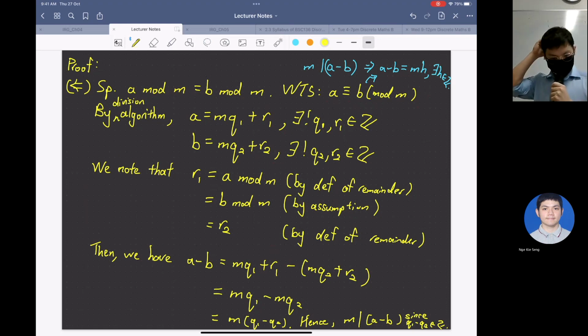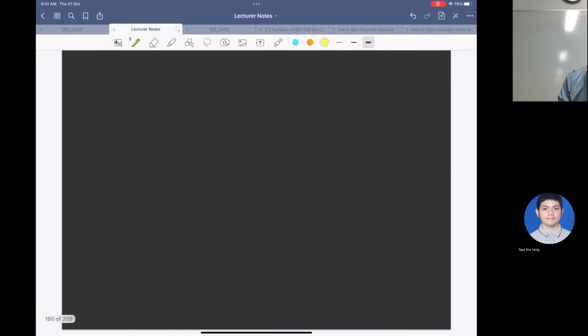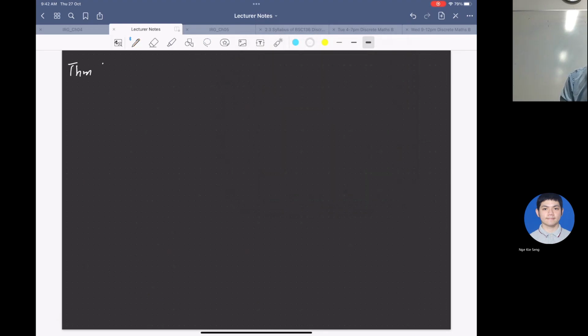Next, we check the remainder. If you want to check whether something is congruent, you can check the remainder. And then the next one is, let's say they are congruent to each other again.